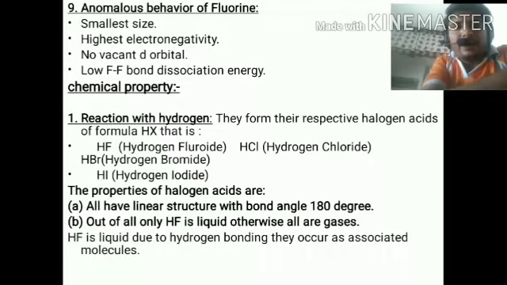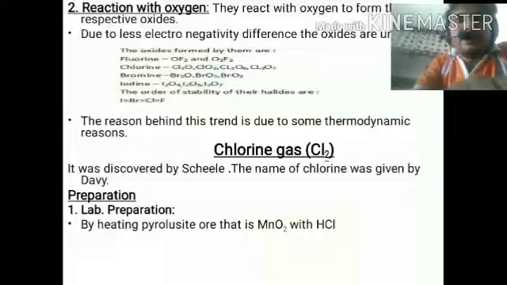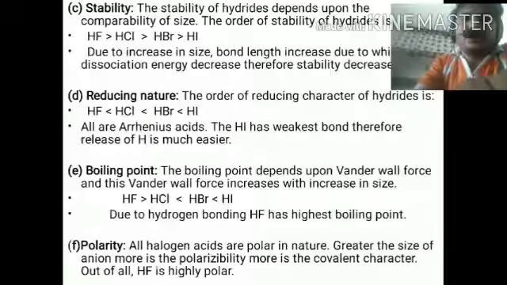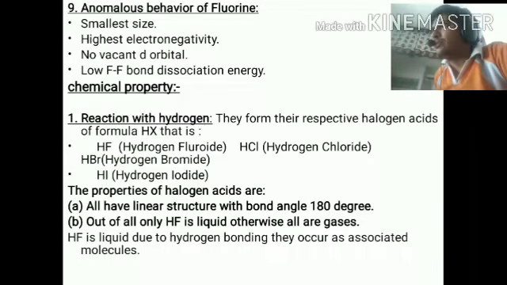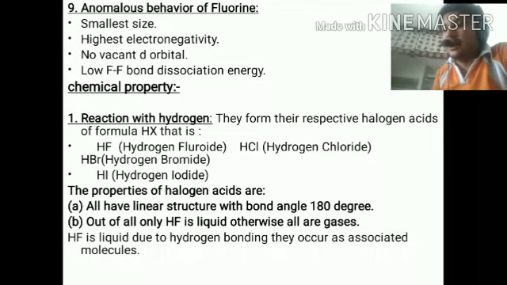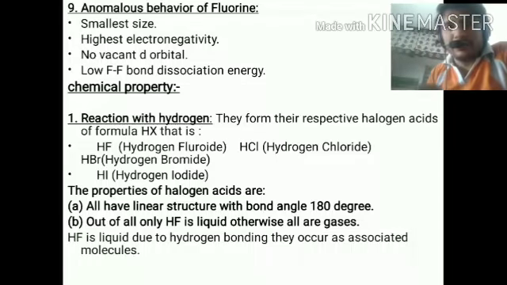Now the chemical property. We have done the physical properties. Now we are going to talk about the chemical properties. In the chemical properties, we will discuss the reaction of the halogens with hydrogen and the reaction of the halogens with oxygen. Okay, first talk about the reaction of the halogens with hydrogen. When the halogens fluorine, chlorine, bromine, iodine react with hydrogen, they form hydrides like hydrogen fluoride, hydrogen chloride, hydrogen bromide, and hydrogen iodide. These are the hydrides formed by the halogens.